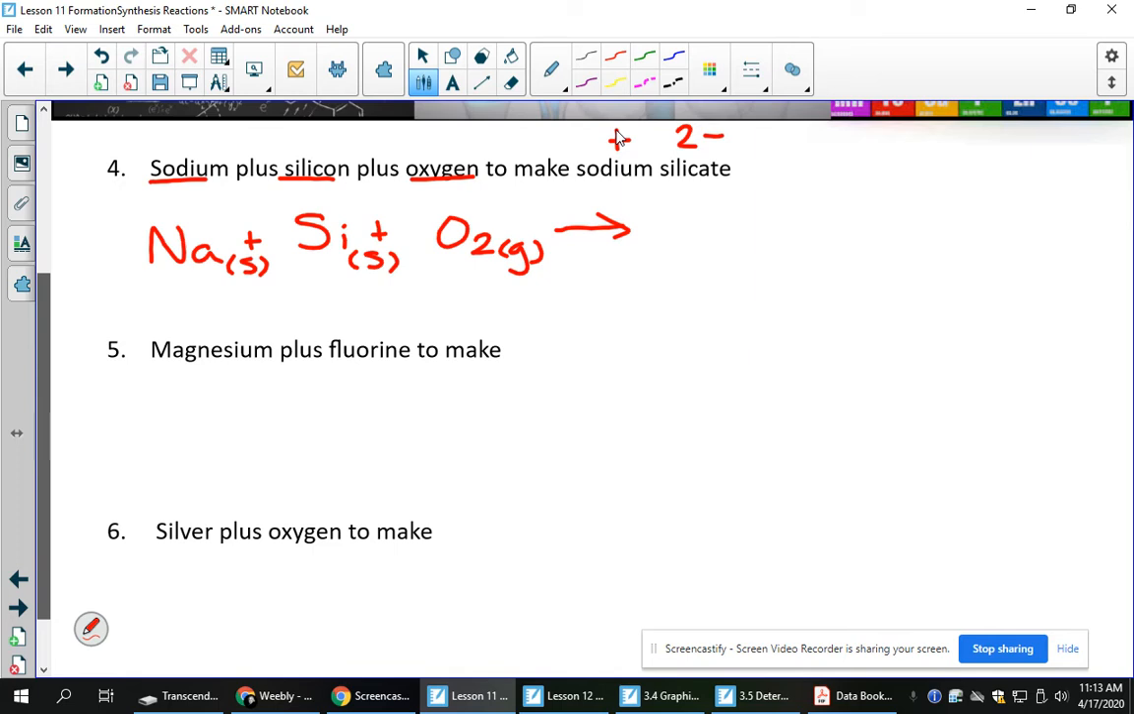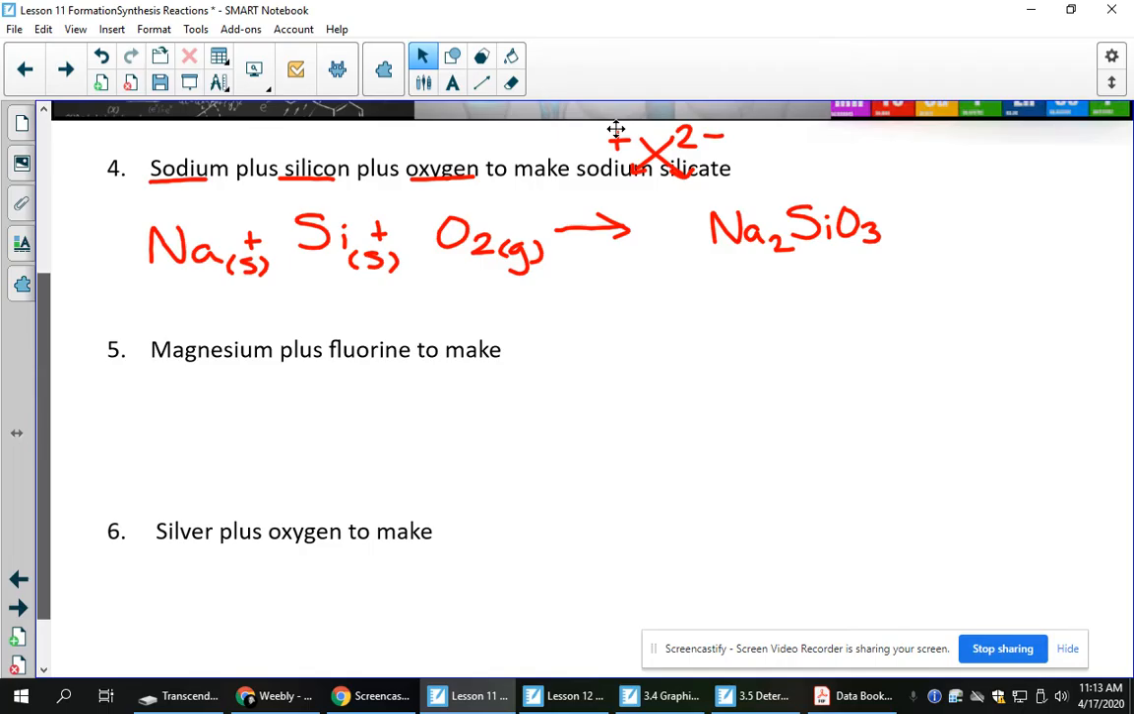Those are the charges I just determined. How are we going to manage those charges? We are going to cross them. So there is going to be a 2 behind sodium, and behind silicate, a secret 1. We don't put the 1 and we don't need brackets because it's a 1.